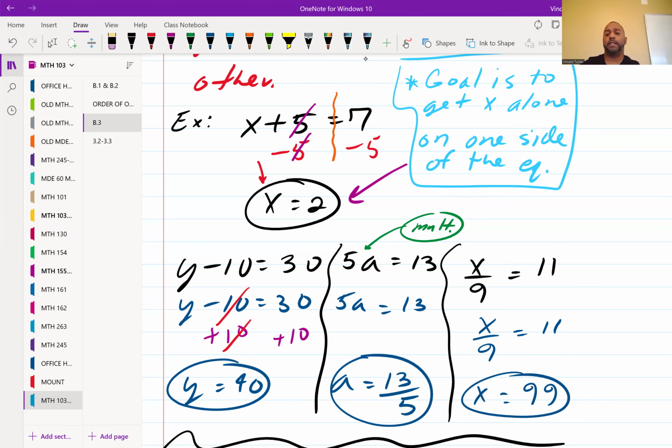And this, like I said, this section is just an intro to equations. So we'll do a few more that have a little more to them, but we're not going to really get deep into solving equations. Not too deep. So the next one, we have 5a equal to 13.